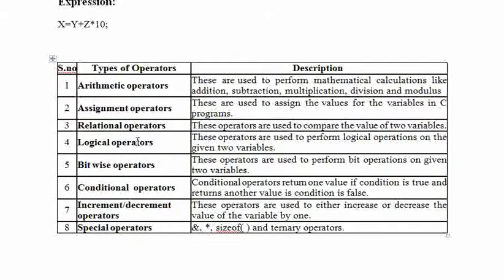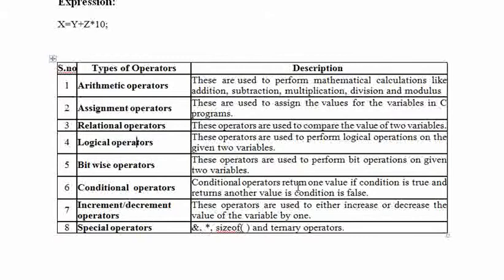Logical operators, which are used to perform logical operations. For example, the AND operator and the OR operator. Bitwise operators, which are used to perform bitwise operations, they perform operations on the bit level. Conditional operators, their return value is true or false. They return one value if the condition is true and return another value if the condition is false.